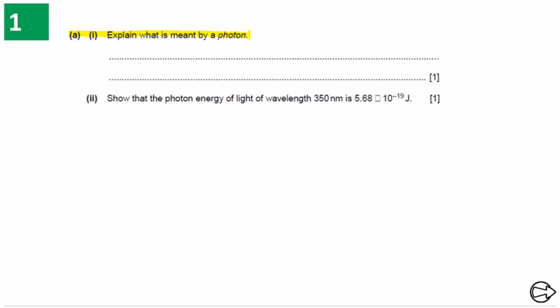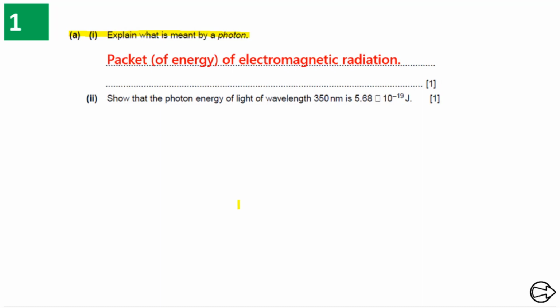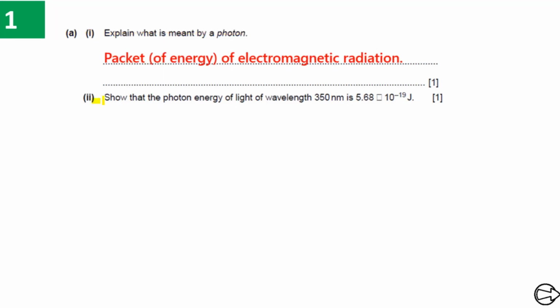A photon is simply a packet of energy of electromagnetic radiation. This is how we can define a photon. For our next question, we need to show that the photon energy of light of wavelength 350 nanometers is equal to 5.68 times 10 to the minus 19 joules.